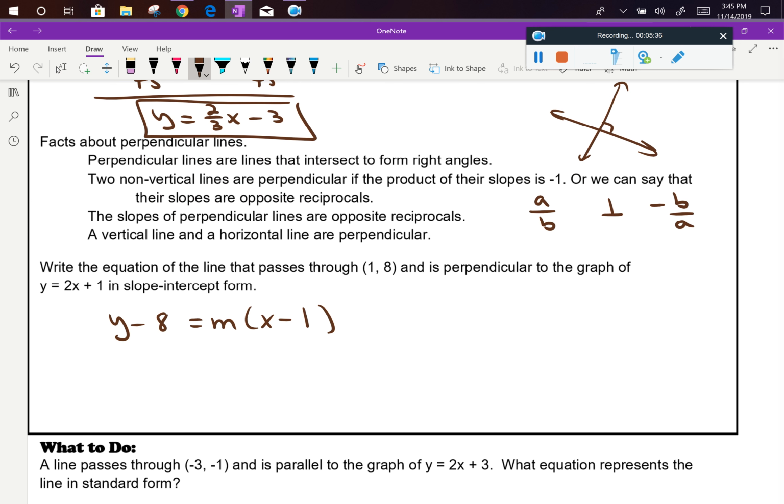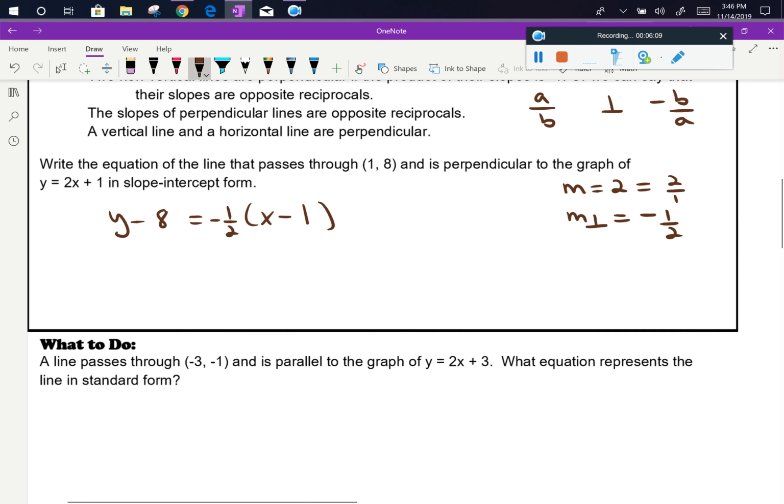But this all kind of screeches to a halt because the slope isn't 2, because these lines are not parallel. So the slope of the given line was 2. The slope of our perpendicular line needs to be the opposite reciprocal. So our slope was positive, so this slope will be negative. Our slope was 2, or 2 over 1. So if I flip that over, that's negative 1/2. So now I know that the slope I should be using is negative 1/2.